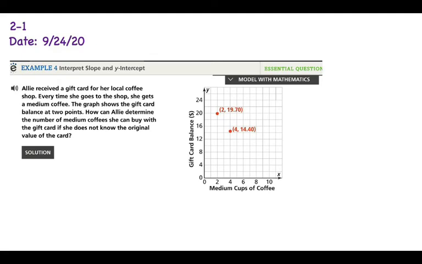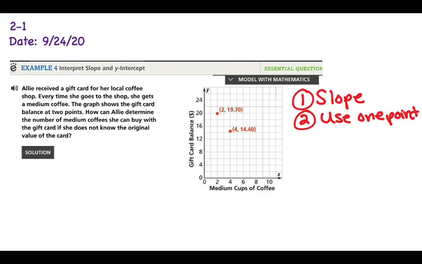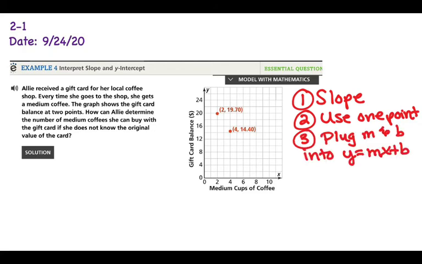How can Allie determine the number of medium coffees she can buy with the gift card if she doesn't know the original value of the card? So again, we have 2 points, which means we have to find slope. So y2 minus y1 over x2 minus x1. Then we're going to use one of those points and plug it back in to find what the y-intercept is. And then the last step is to plug in our 2 answers that we found.